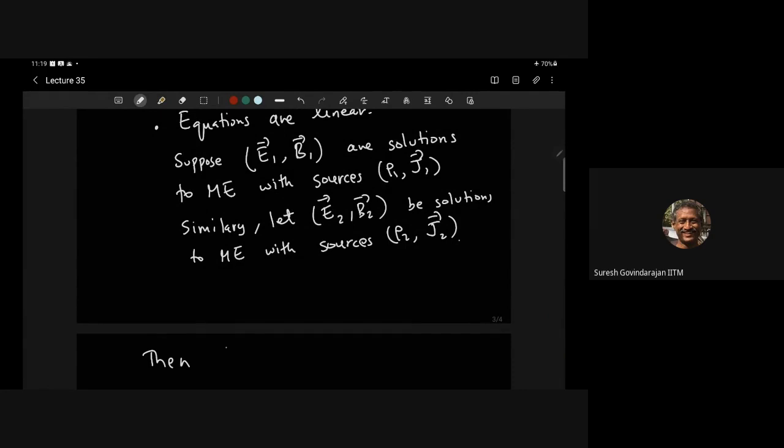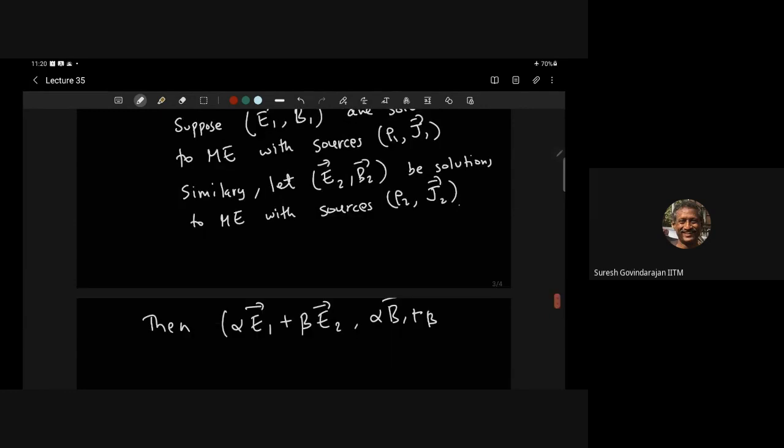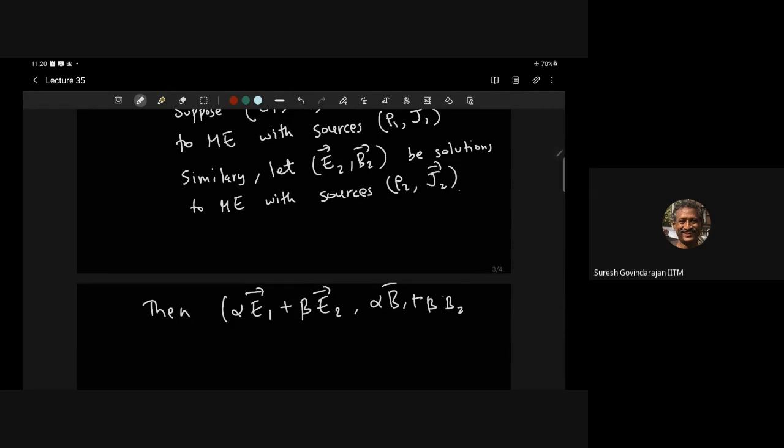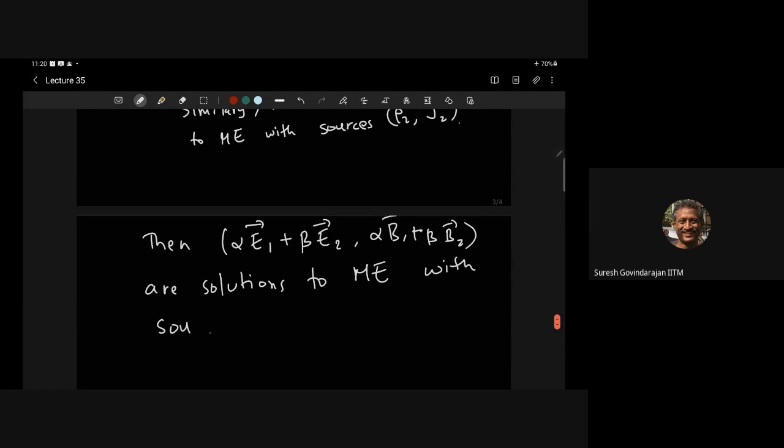then alpha E1 plus beta E2, alpha B1 plus beta B2 are solutions to ME with sources. What are the sources? Anybody? Alpha rho 1 plus beta rho 2, and alpha J1 plus beta J2.